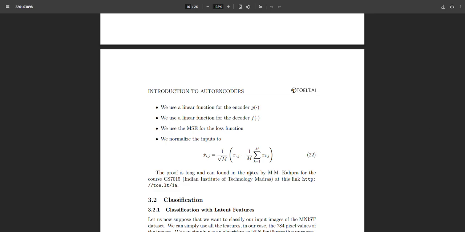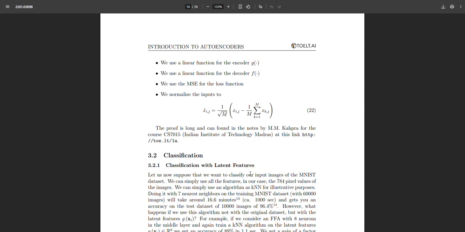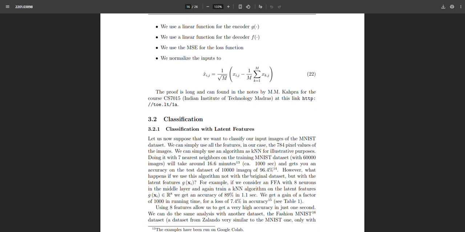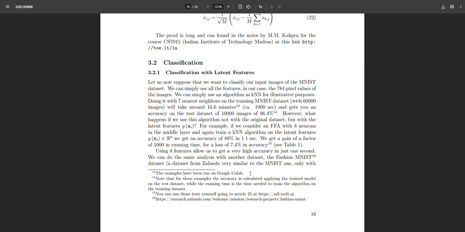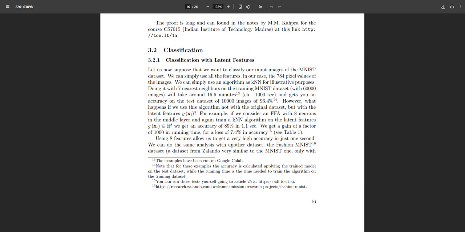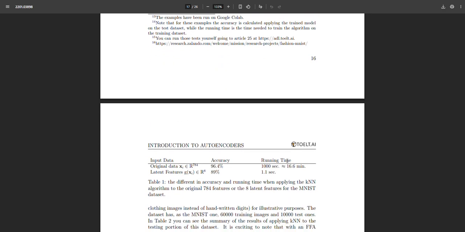The core value of an autoencoder lies in the informative latent representation it creates. The compressed feature can be extremely beneficial for classification tasks. We'll take a look at the example of classifying the MNIST digits. We have 784 pixel values for each image. If we use a standard algorithm like k nearest neighbor directly on all 784 original features, the process is accurate but very slow. On the MNIST dataset, it takes around 16.6 minutes or 1000 seconds to run and achieve an excellent accuracy of 96.4%.